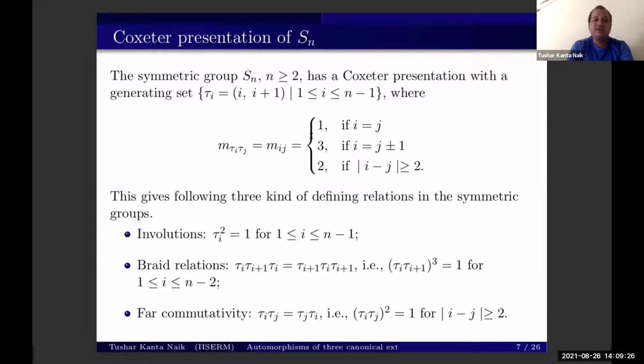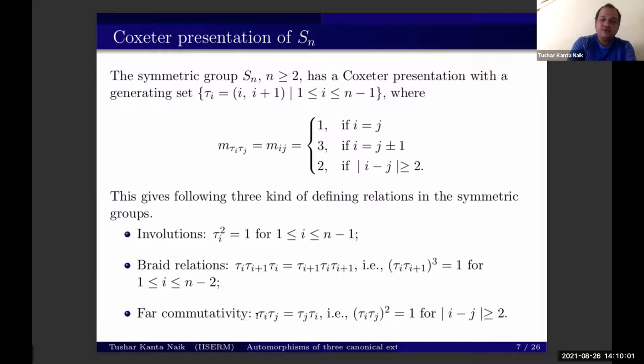This actually gives 3 kinds of defining relations in the symmetric group. We call them involutions, braid relations, and far commutativity. So the involutions mean that all the generators are of order 2. The braid relations mean that we satisfy this type of relation for the near generators: tau_{i+1} tau_i tau_{i+1} equals tau_i tau_{i+1} tau_i. And when the generators are far apart, the far commutativity relation, tau_i tau_j equals tau_j tau_i. So these are the standard defining relations of symmetric groups.